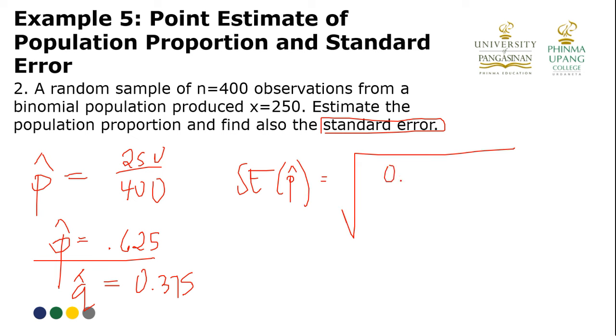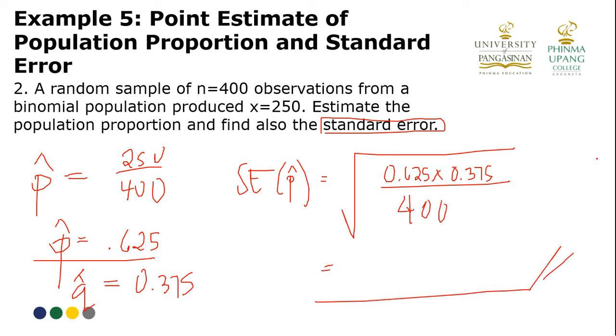So we have 0.625 times 0.375, all over n, which is 400. Answer. What is the standard error of number 5? Sabi ni Clarence is 0.242. Sabi ni Irish 242.